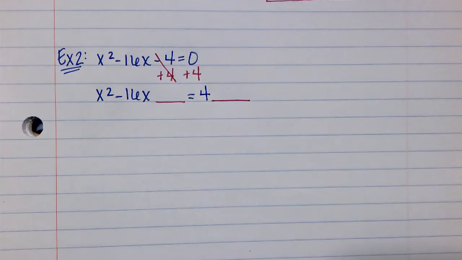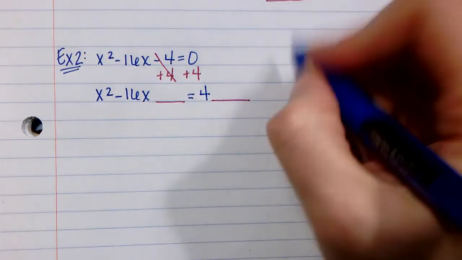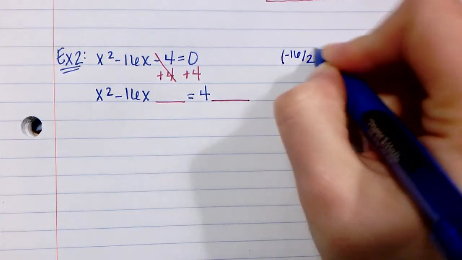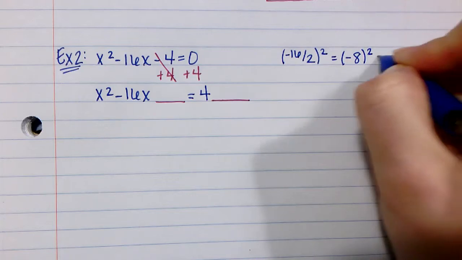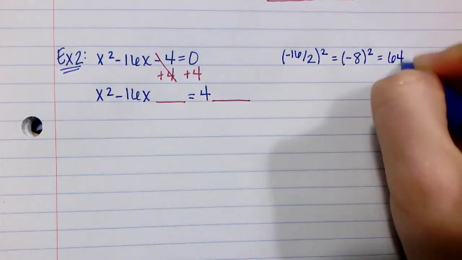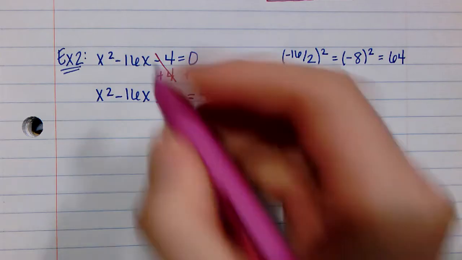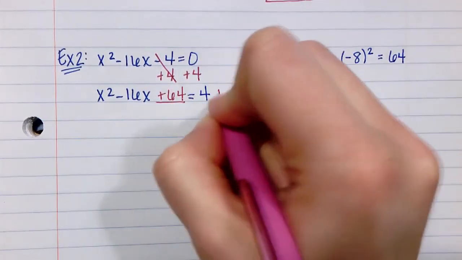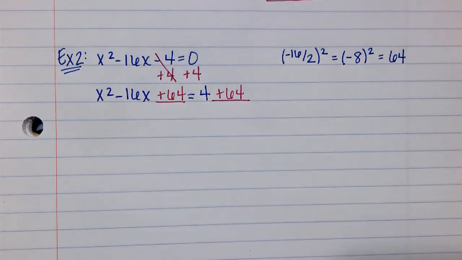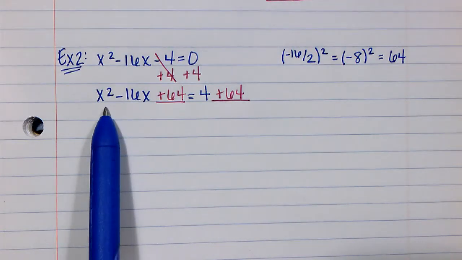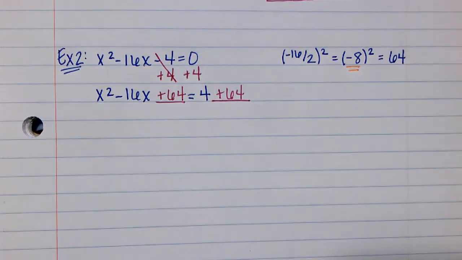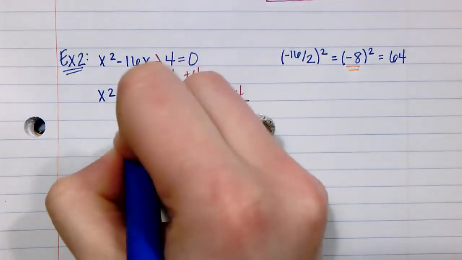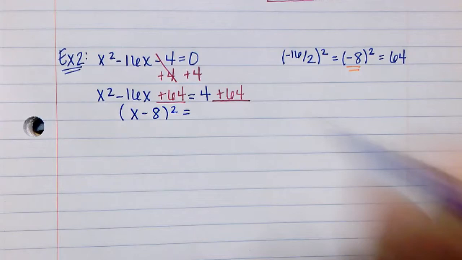Take your b term, divide it by 2, and square. So we have -16 divided by 2 and square. -16 divided by 2 is -8, and -8 squared is +64. So we're going to put plus 64 here, plus 64 here. We know that this factors to be x minus 8. If it helps, use your b divided by 2 term to help you write that. So x minus 8 squared equals, and 4 plus 64 is 68.